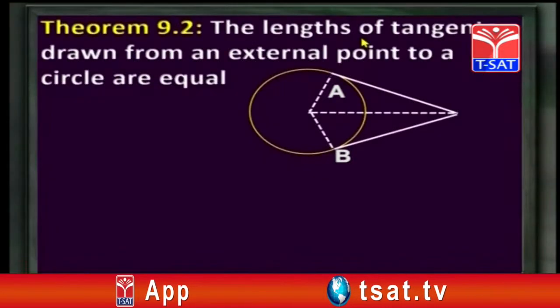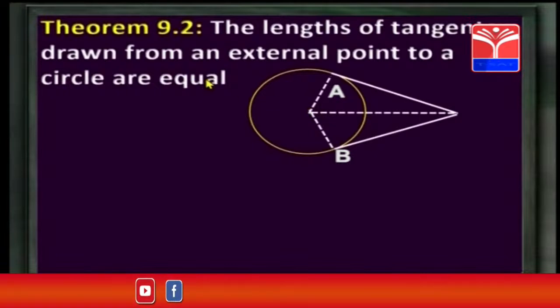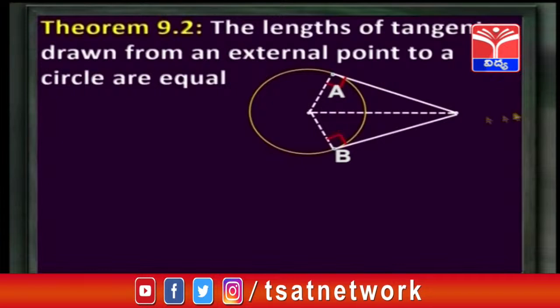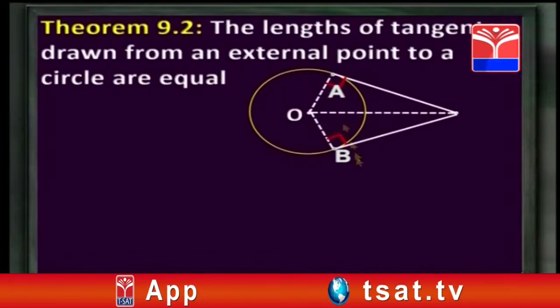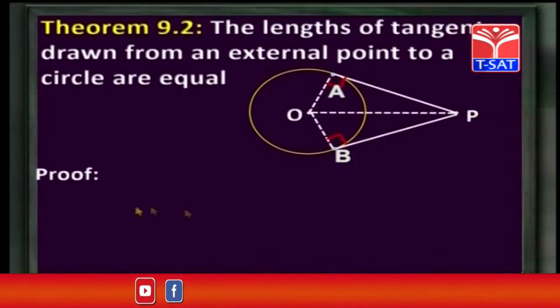Okay students, the lengths of tangents drawn from an external point to a circle are equal. So let us prove this. These are the two tangents. All of us know that at the point of contact the angle is 90 degrees. So two points of contact here, so two 90 degrees. P is an external point.